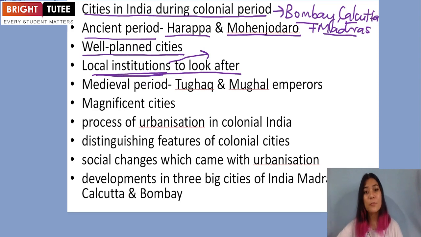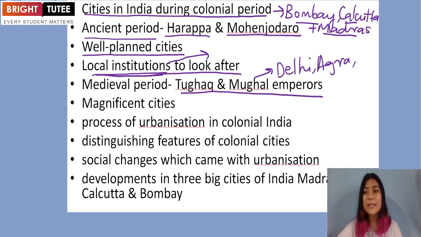And when we come to the medieval period, after the ancient period, during that period also we find many cities, many towns. Some of them were very powerful, very popular. They were seats of power where the emperors and rulers lived, right? And these cities were mainly built by the Tughlaq and the Mughal emperors during the medieval period. Some of the important cities of that time: Delhi, Agra, Lucknow.